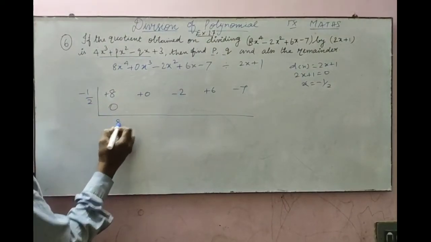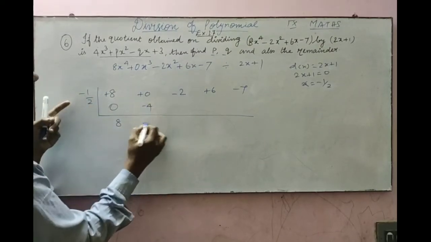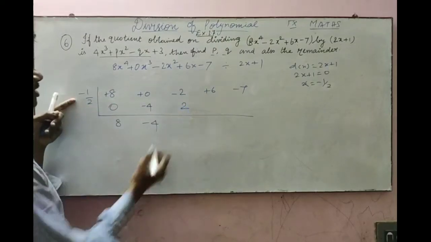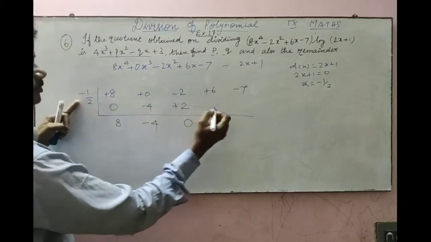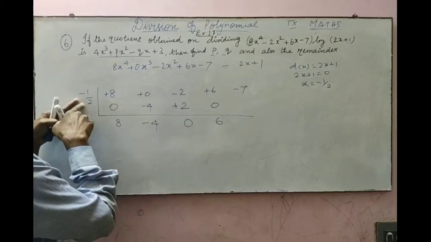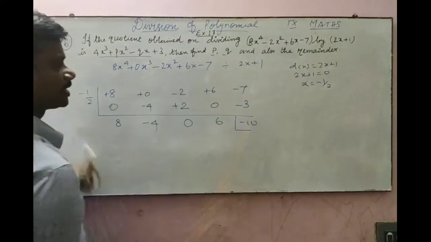8 plus 0 gives 8. 8 into minus 1 by 2 gives minus 4. 0 minus 4, minus 4. Minus 4 into minus 1 by 2 gives plus 2. Again the answer is 0. 0 into anything gives 0. 6 plus 0, 6. 6 into minus 1 by 2 gives minus 3. The remainder is minus 10.